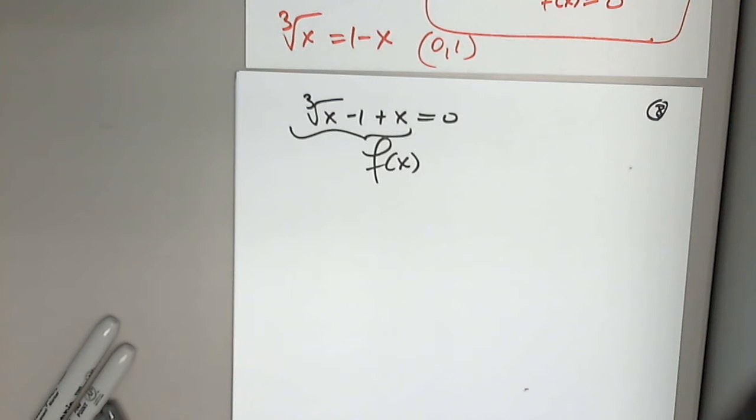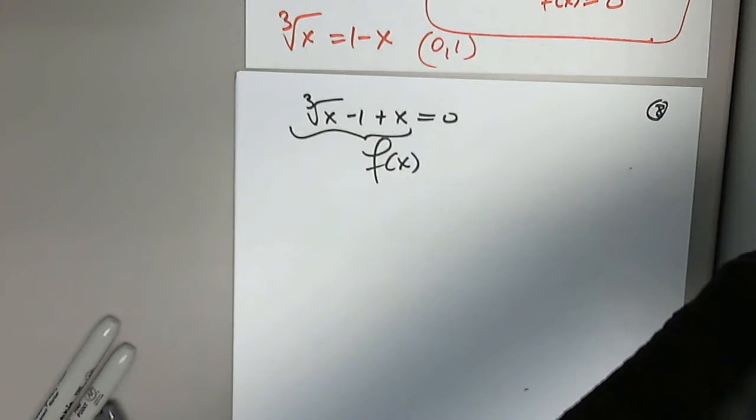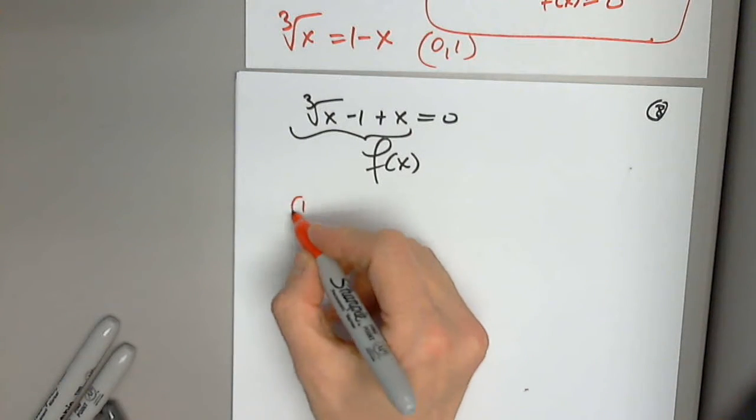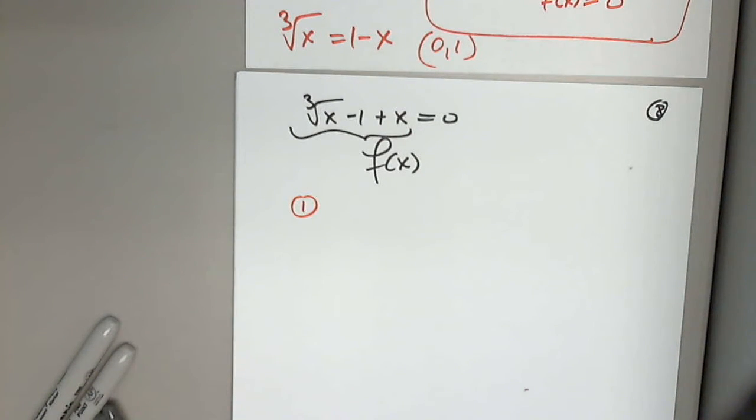So I see that the function changes sign. At 0 it is negative and at 1 it is positive. Good. So now we have to go back and say, number 1, is this function continuous?